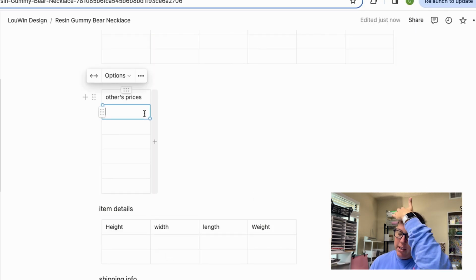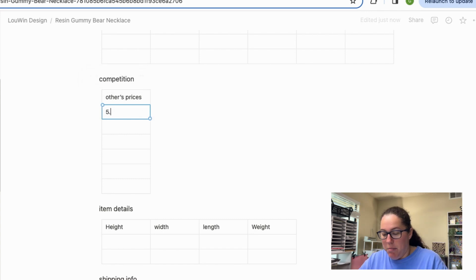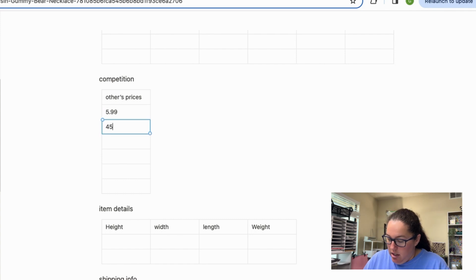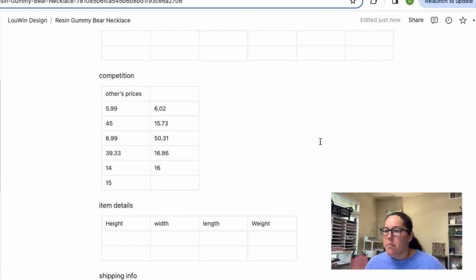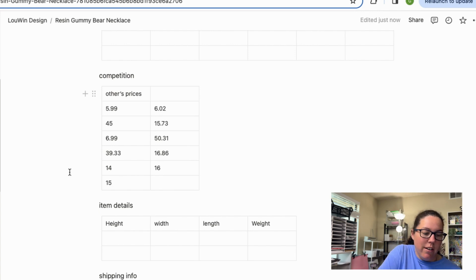Okay, now I'm gonna put them in here. I'm gonna kind of take out the outliers. So that $45 one doesn't. I'll just put them all in actually. Okay, so I've got a bunch of different prices for the competitors. It just gives me a good look at what my competition is selling them for. This is just part of the pricing strategy. This isn't the actual strategy, but this is just part of the research.